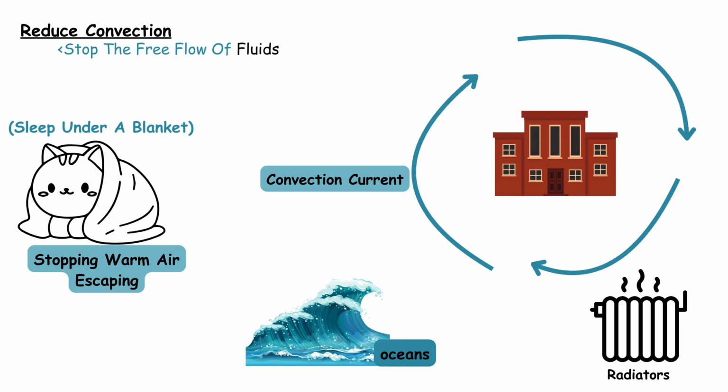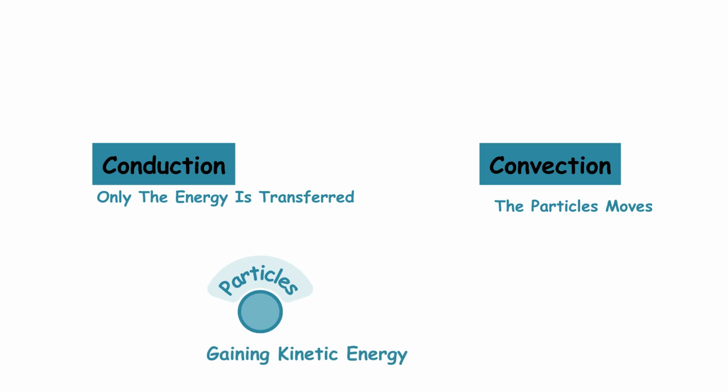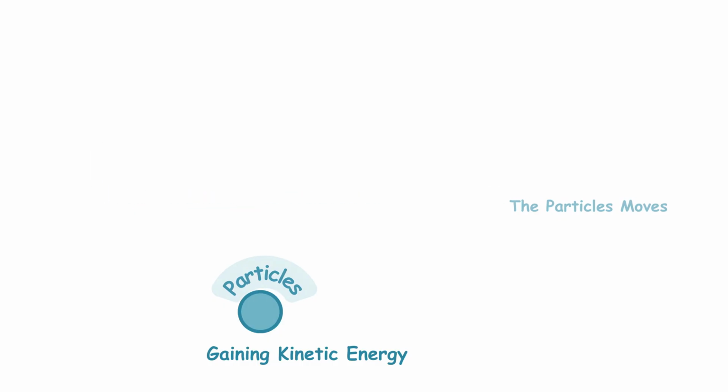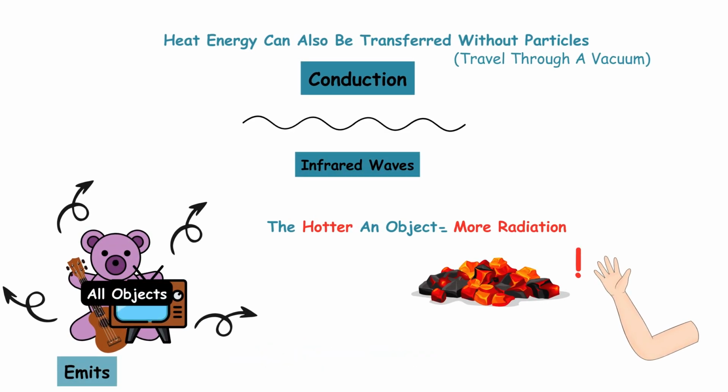On the other hand, to reduce convection, we need to stop the free flow of fluids, which is all we're doing when we sleep under a blanket at night, which is stopping the warm air from escaping. What conduction and convection have in common is that they both involve particles gaining kinetic energy. It's just that in conduction, only the energy is transferred between the different particles, whereas in convection, the particles themselves move. However, heat energy can also be transferred without particles, which means it could travel through a vacuum.